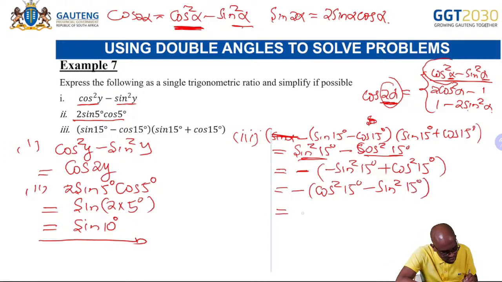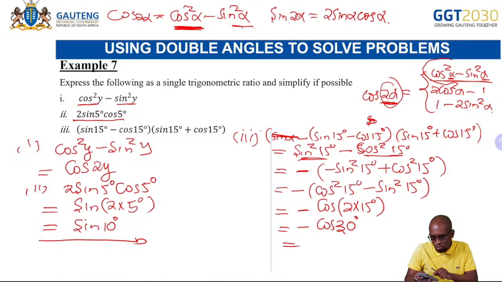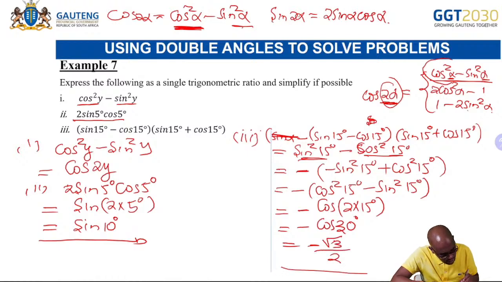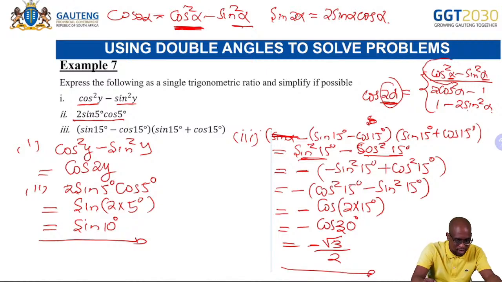Then this can be condensed to negative cosine of what? 2 times 15 degrees. So this is negative the cosine of 30 degrees. And the cosine of 30 degrees should be square root 3 over 2. Yes. So this is negative square root 3 over 2, because it's a special angle. So that's basically how you simplify that one. You FOIL and then you simplify. Right.